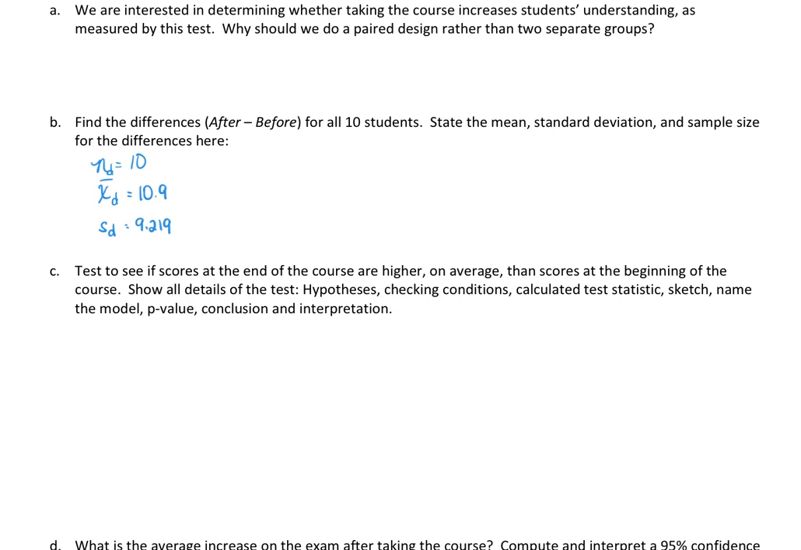So that's a lot. So I'm going to put a little bit of the calculation information above here in part B. So we know we're going to need a standard error. So let's find our standard error, which is going to be S sub d, our sample standard deviation, divided by the square root of n sub d, or our 9.219 divided by the square root of 10. And when we calculate this, we get 2.915.